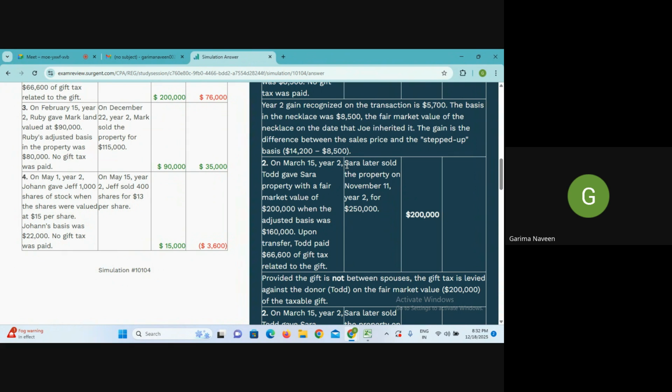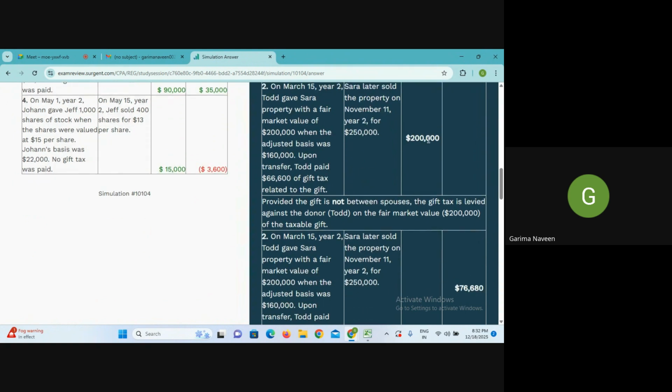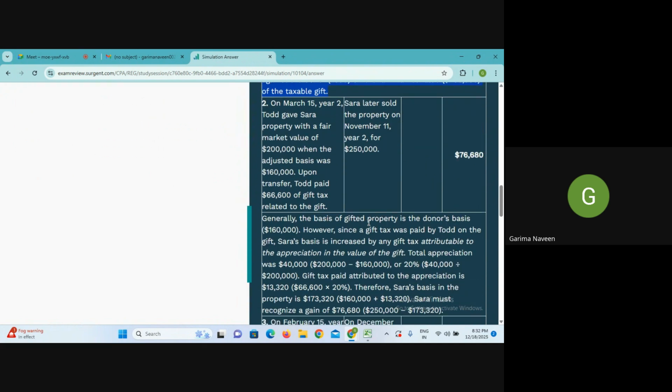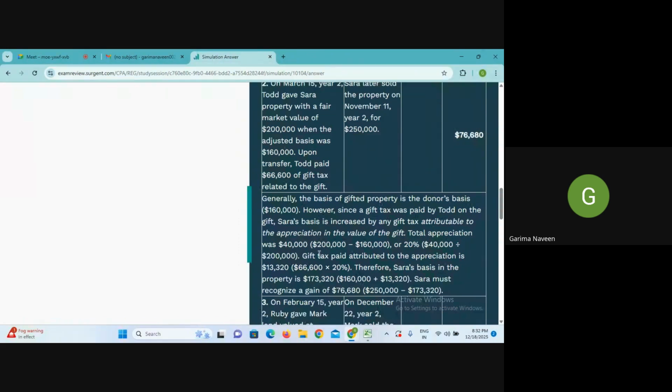Okay, so on March 15, year 2, Todd gave Sarah property with a fair market value of 200,000 when the basis was 160,000 and gift taxes were paid. Sarah sold this property for 250,000. The gift tax is levied against the donor on the fair market value of this.